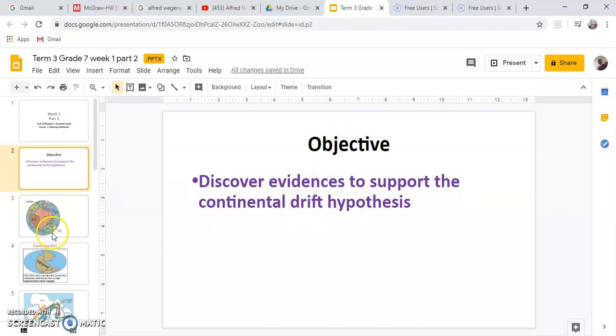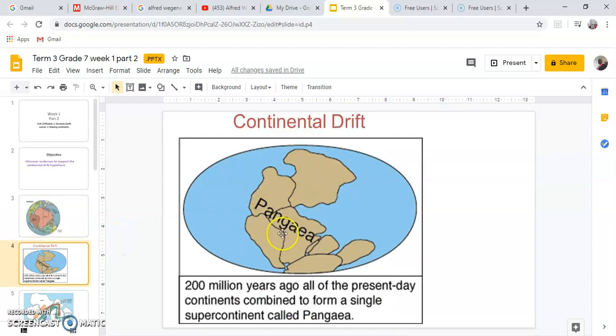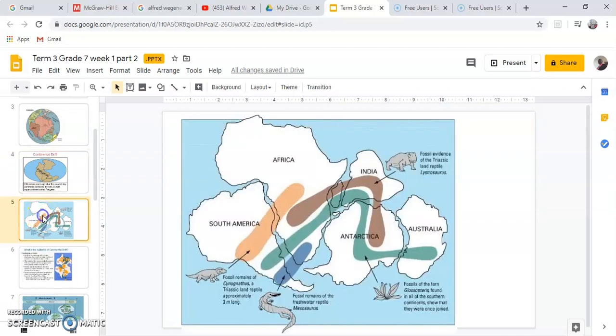You recall the Pangaea, well, we talked about it in the last lesson, the supercontinent, when all the continents of the earth are combined together. And you recall that this state of the earth was about 200 million years ago, when all the present-day continents combined to form a single supercontinent called Pangaea. We talked about this in the last lesson. I'm just trying to refresh your mind from where we stopped last time. Now, here we start off with the evidences.